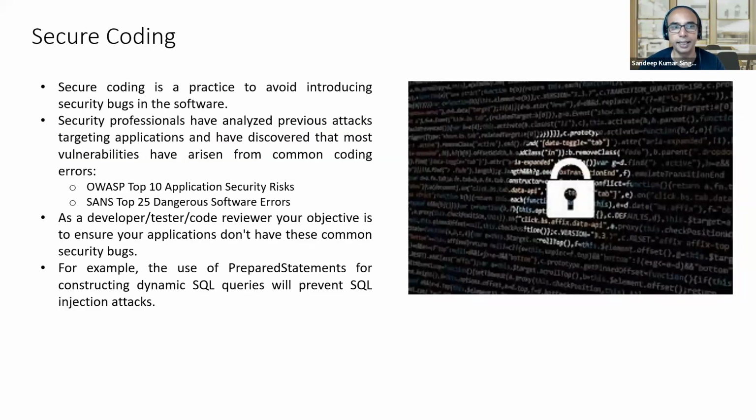On the secure coding side, there are a lot of materials available. Cert.org is my favorite. It publishes secure coding guidelines across all programming languages, and you will find it for almost all of them. It helps in avoiding introducing security bugs in the software. While design issues are called security flaws, coding vulnerabilities are called security bugs, right? Security professionals have analyzed previous attacks targeting applications and have discovered that most vulnerabilities have arisen from common coding errors. The two renowned bodies referenced for understanding the common coding errors are OWASP Top 10, be it cross-site request forgery, cross-site scripting, server-side misconfiguration, use of a vulnerable third-party component, authentication bypass, weaker authorization, all covered in the OWASP Top 10, and SANS 25 dangerous software errors.